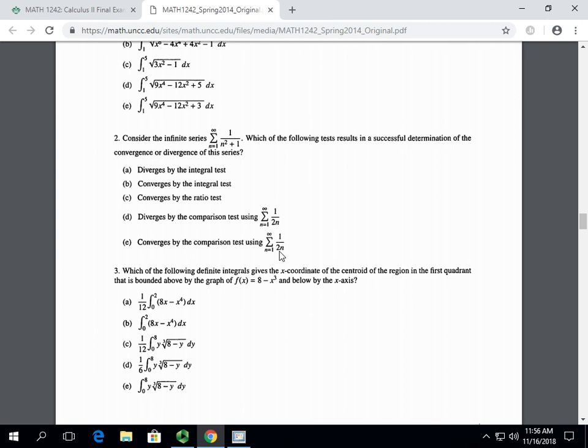No. What did I actually compare it to? 1 over n squared. So out of all these answers, there's only one of them that actually fits the bill. Even though I didn't actually use the integral test, I could have. You see, this is a great example of how we're going to word it on the test, and I'm going to do something very similar. There's only one right answer.